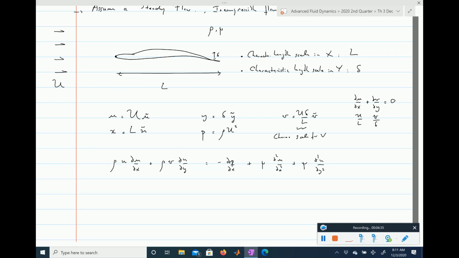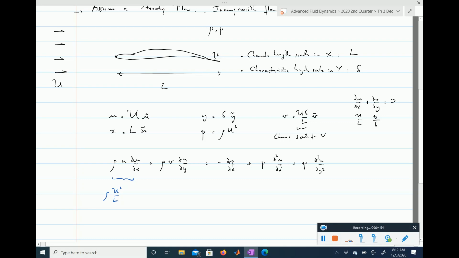And so let's take every single one of these terms and see what they scale with. So let's look at the first term. It scales with clearly rho times u divided by L. So it will scale with rho u squared divided by L. Let's look at the second term.